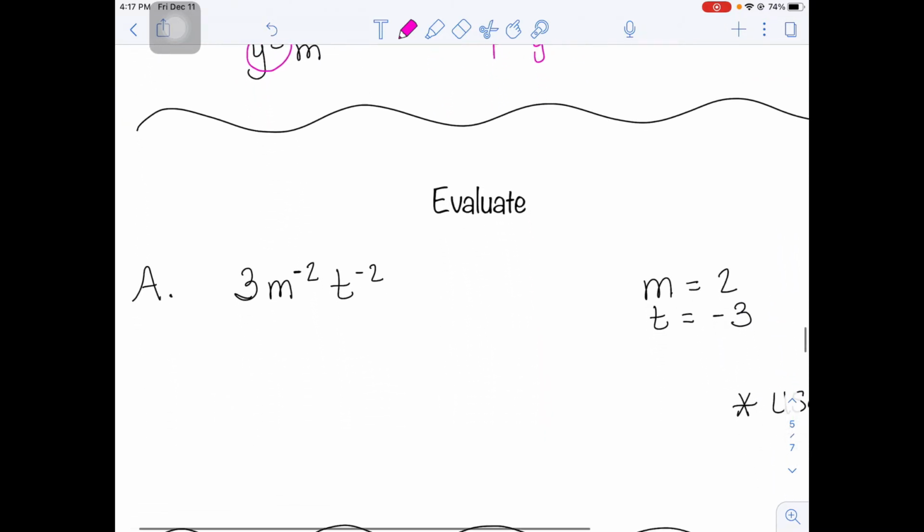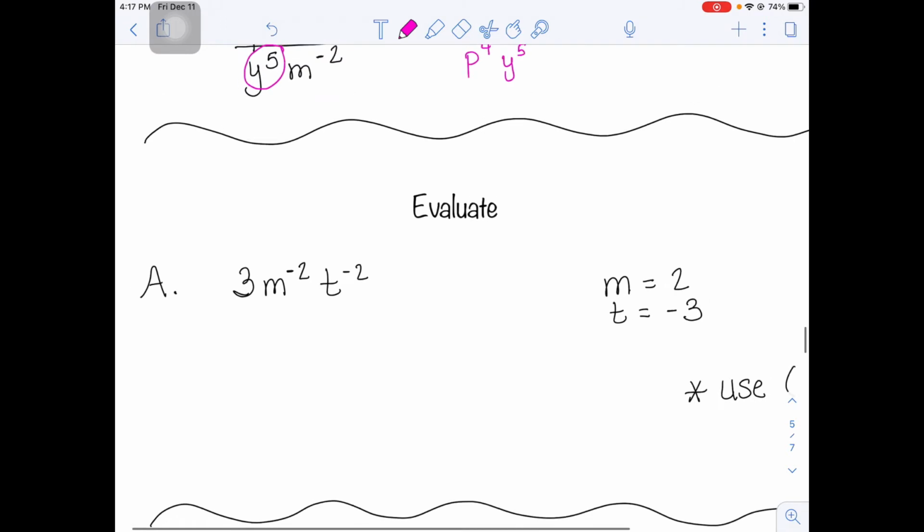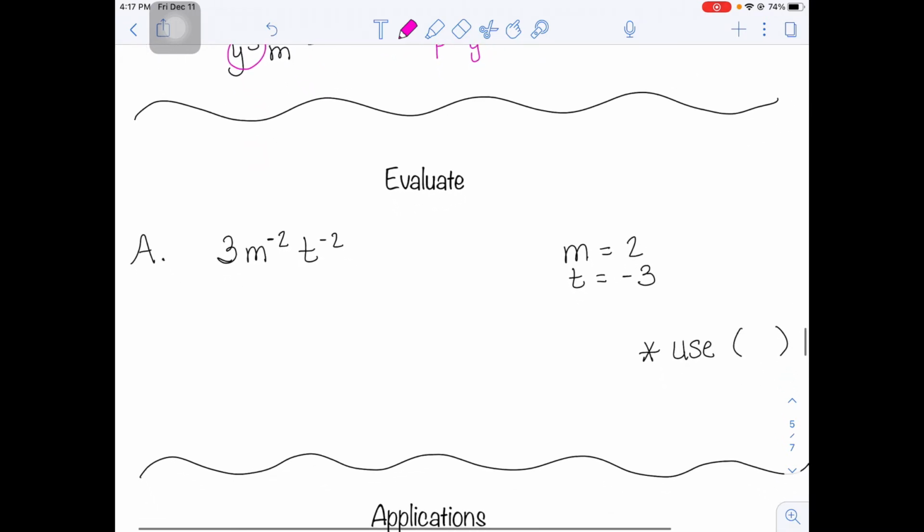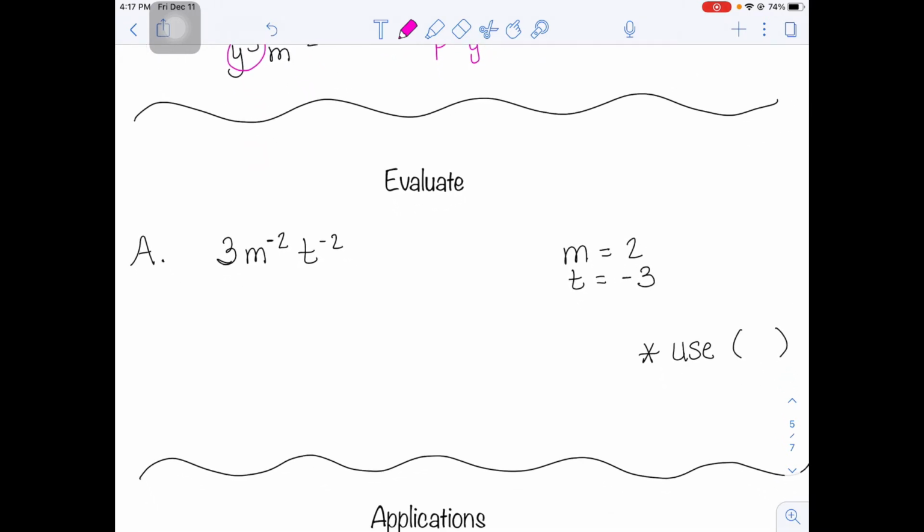Now, the next thing we need to know how to do is to evaluate, and we've done this before with multiple things. So one of the tricks I want to remind you of is to use parentheses, especially when you're dealing with negative numbers and exponents. So if they tell us that m is going to be 2 and t is going to be negative 3, when we plug this in, we're going to use parentheses. So m is going to be replaced by a 2. So we're going to use parentheses, and then we put our exponent here. T is going to be replaced with a negative 3. So we're again going to use our parentheses and place our exponent. Now we're going to go ahead and simplify.